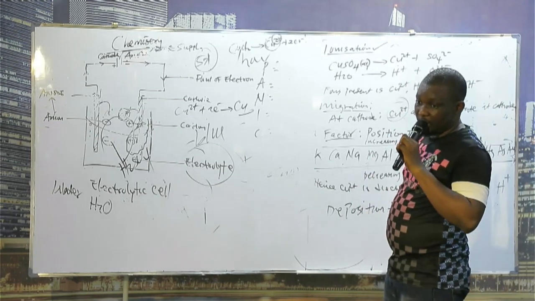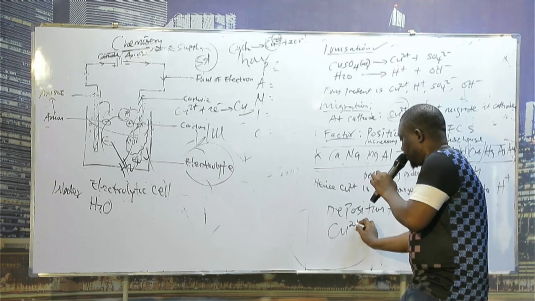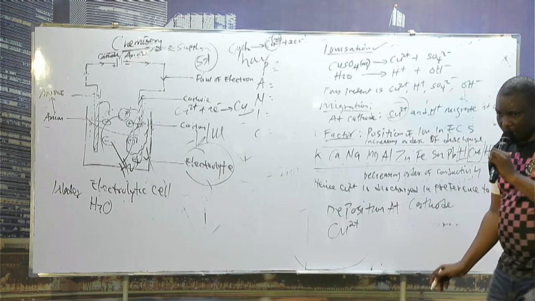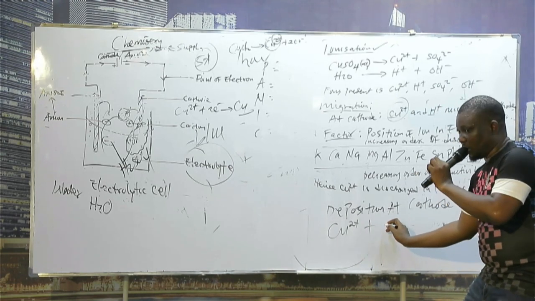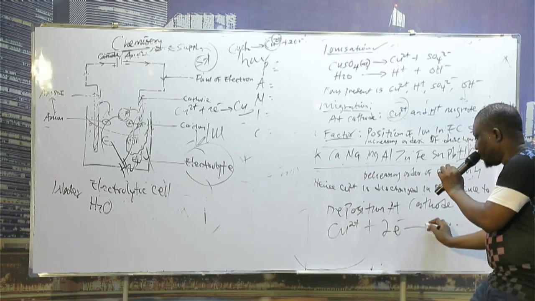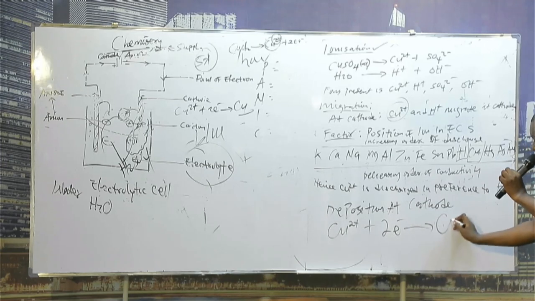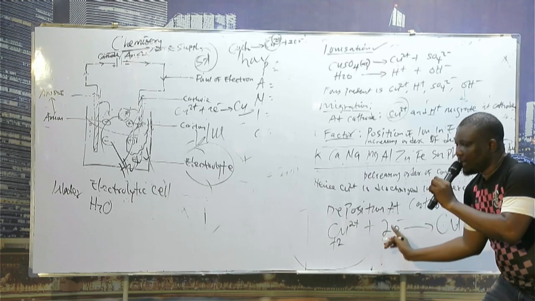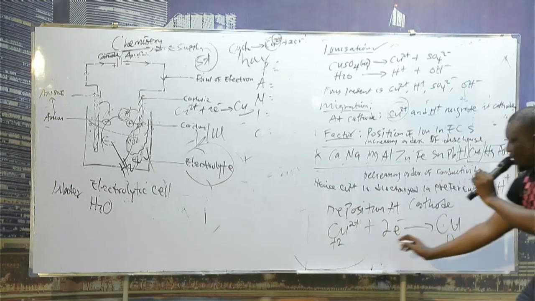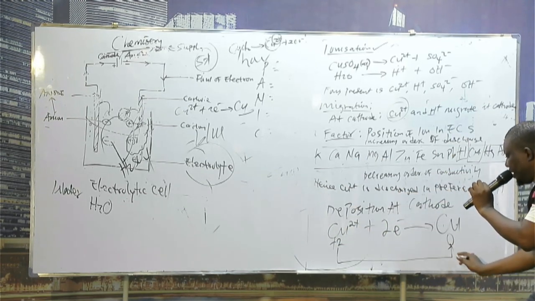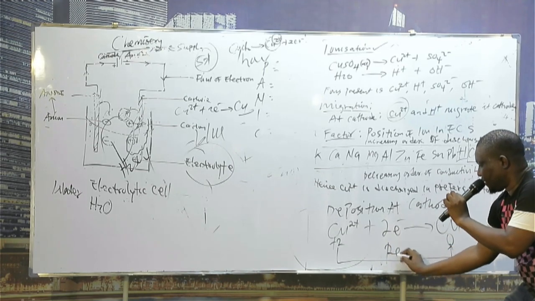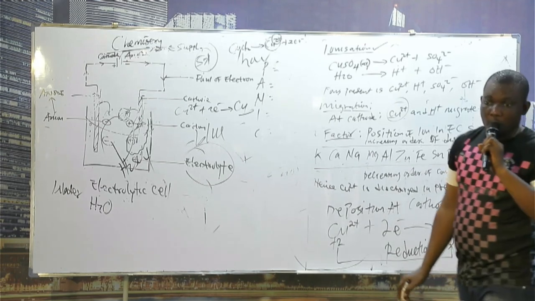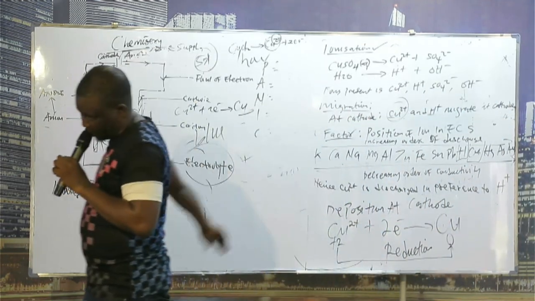How does it deposit? Who goes to deposit it? Copper, Cu2+. It goes to the cathode, does it gain or lose? It gains. How many is it going to gain? 2e. What about copper 2? It becomes what? Copper. From plus 2, after gaining, it is now 0. From here to here, is it reduction or oxidation? Reduction. So with this, one can say that reduction occurs at the cathode.